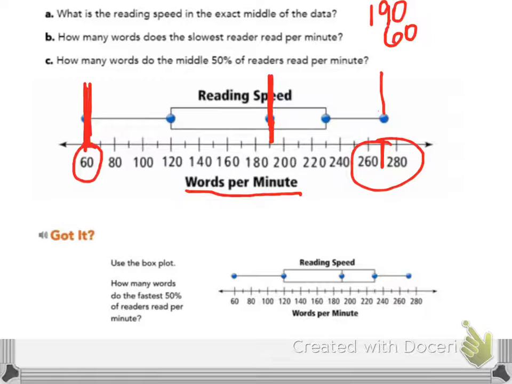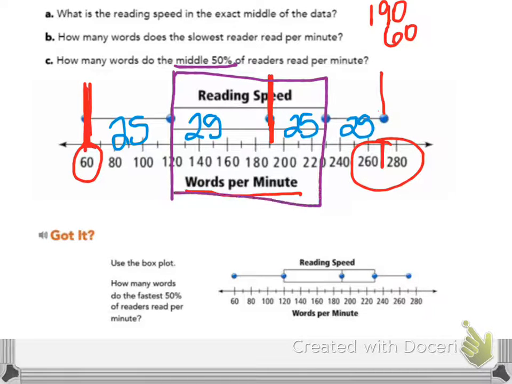Letter C says, how many words do the middle 50% of readers read per minute? So they're not asking for one score, they're asking for the middle half of the scores. Remember, we said on our previous slide, each of those from the minimum to the next point up is 25%. So 25% of our data is here, 25% of our data is here, and 25% is here. All right, so we want to know the middle 50%. So they're talking about here to here. How many words do the middle 50% of readers read per minute?